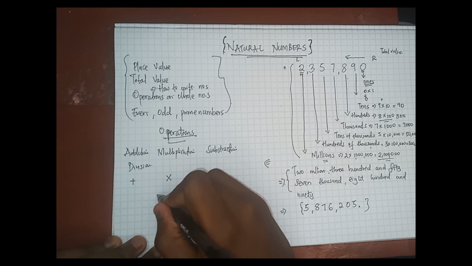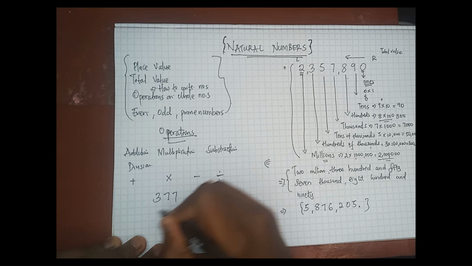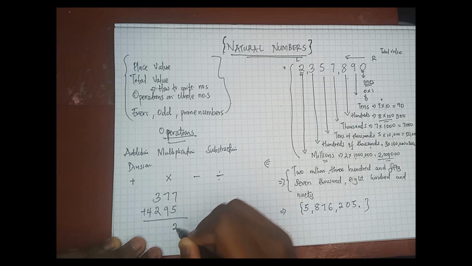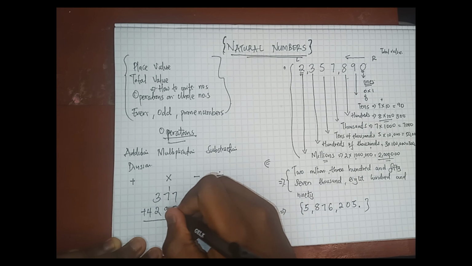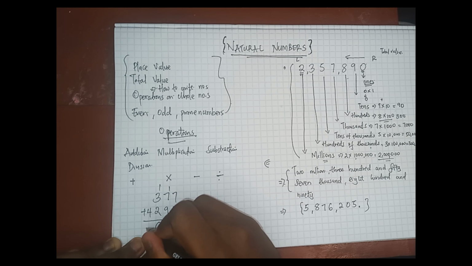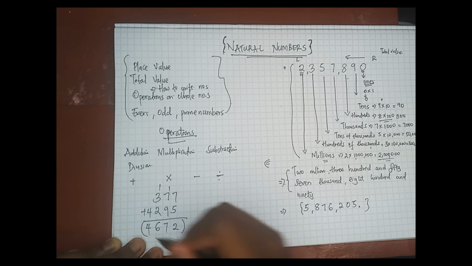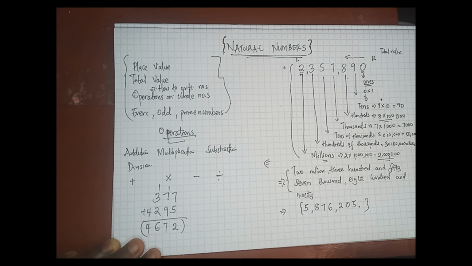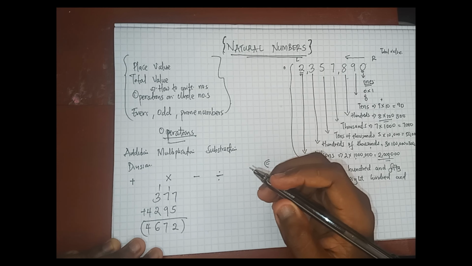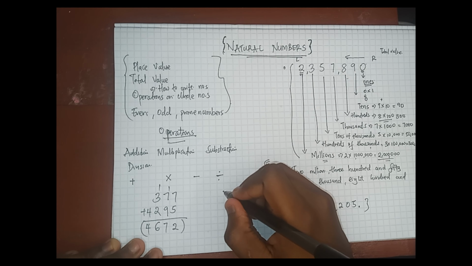So for example, 377 plus 4,295. 7 plus 5 is 12, carry 1. 16, 17, carry 1. 6, 4. That is basic addition. For multiplication, let us do 3 by 3 digit numbers now.